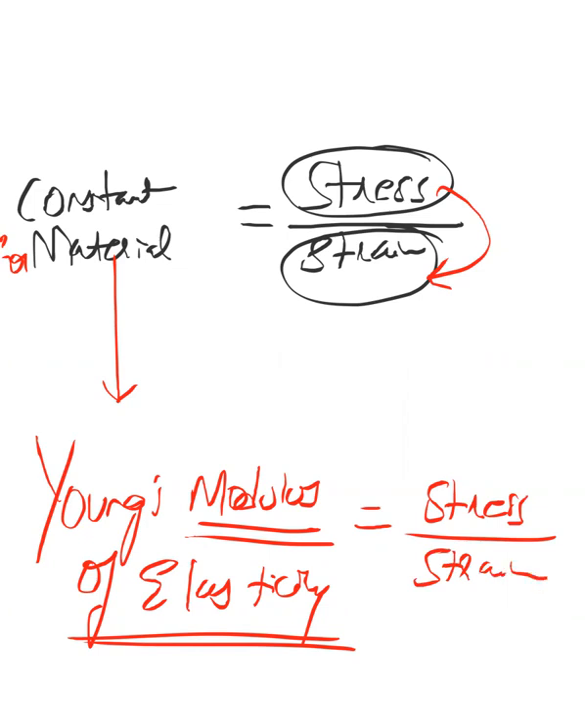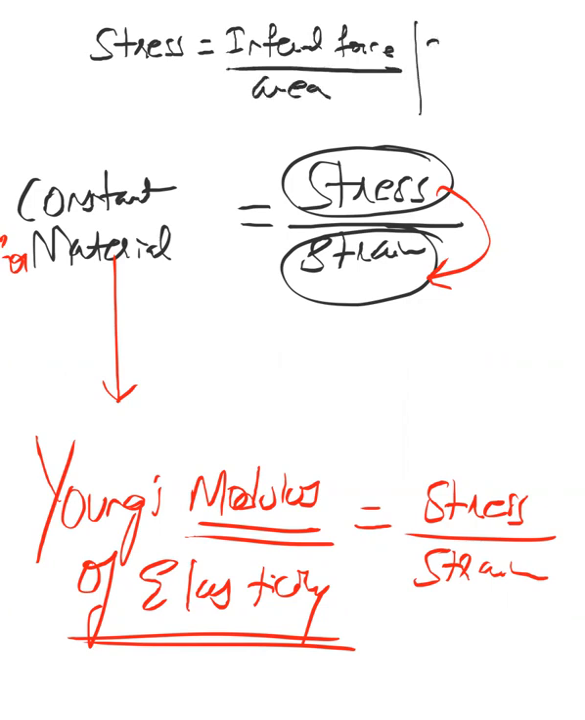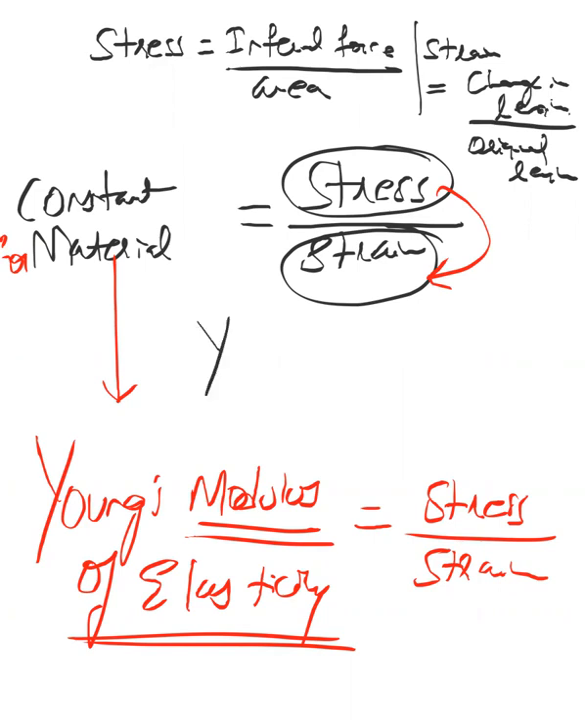Are you getting it? What is stress? What is strain? What is the formula of stress? This you will study in the second book of your 11th class, and that time again I will teach you this. Stress is nothing but internal force upon area, and strain is nothing but change in length upon original length. The ratio of stress upon strain is called Young's modulus of elasticity, sometimes written as Y.